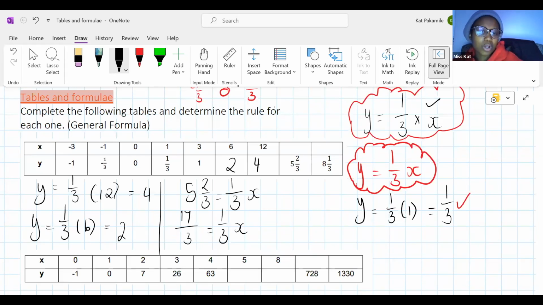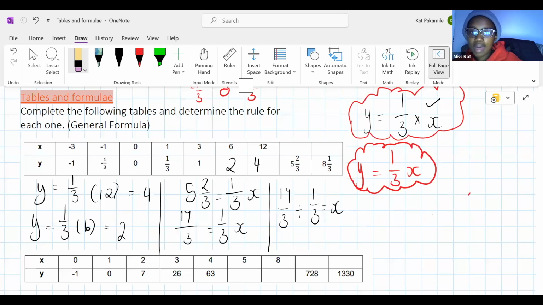How come your answer was 10? Because, okay, 5, 10, 15 plus 2 is 17. And then you said we're going to divide both sides by a third, right? That's what you said. So it's going to be 17 over 3 divided by 1 over 3 is equal to x, right? Yes, ma'am, because we've gotten rid of it on the right. And then we're going to flip and multiply.